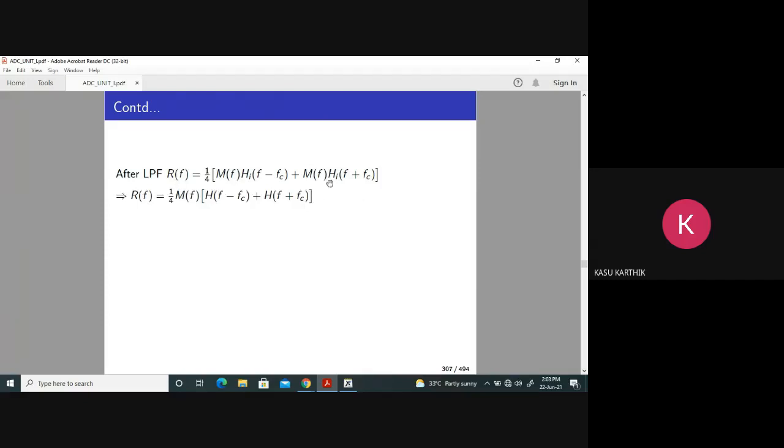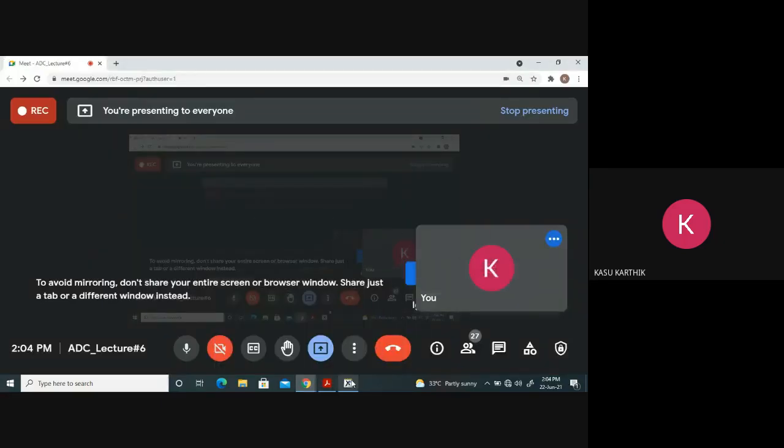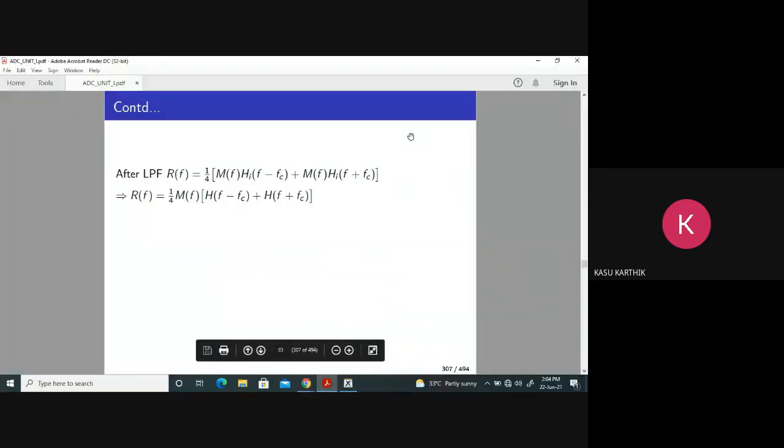But the output of a demodulator should be what? Anyone? What is the ideal output of a demodulator? Who will answer this? What should be the ideal output of any demodulator? It should be m of t, the message signal.